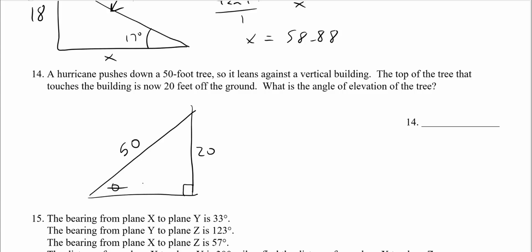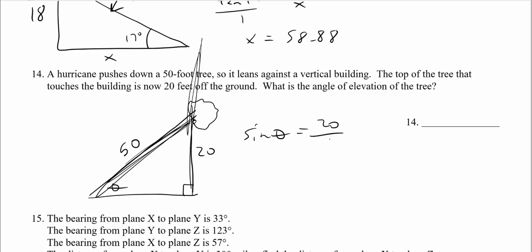Does that make sense, guys? I hope it does, right? This 50-foot tree is the tree that's laying down, right? This is the 50-foot tree, and that's laying against part of a building. It doesn't say the whole building, but it's okay, it's 20. And so you want to find that angle of elevation, theta. And so we're going to do, of course, sine, because sine is opposite over hypotenuse. So sine of theta is equal to 20 over 50, and then do inverse sine of that. So theta comes out to be 23 degrees, 35 minutes. Okay, it's not bad.